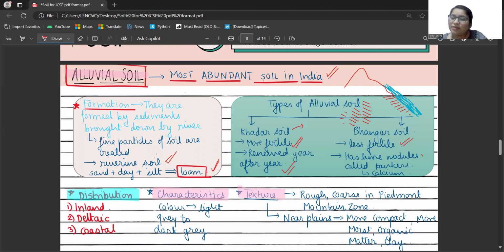और ये भानगर में सबसे बड़ी प्रॉब्लम जो है ये वो है कंकर. कंकर मतलब क्या? कैल्शियम के नोड्यूल्स मिलते हैं, जैसे छोटे छोटे पत्थर कैल्शियम के, जिसे कंकड़ कहते हैं हिंदी में, या कंकर्स in English. Okay, तो ये कंकर्स जो है ये लाइम के नोड्यूल्स हैं. They are not fertile, they do not help in the fertility of the soil. Okay, and that is why alluvial soil becomes what? It becomes slightly problematic when you are going farther away from the river.